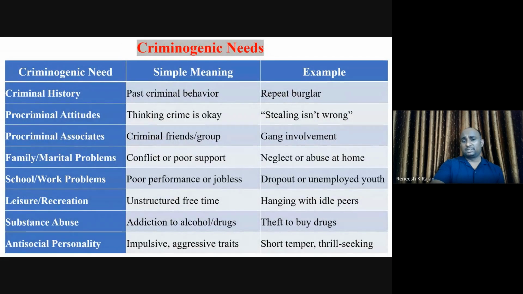If you have any doubt, you can ask in between. For example, what are pro-criminal attitudes or pro-criminal associates? These are some of the crime-causing factors, the reasons why a person commits crime. We are only talking about 8 major criminogenic needs or crime-causing factors. There are many other factors, but these are the major criminogenic needs.